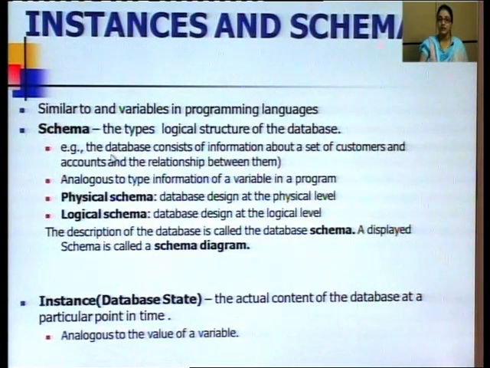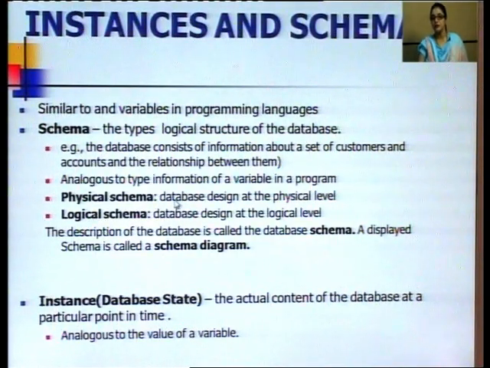For example, the database consists of information about a set of customers and accounts and the relationship between them. This is the definition of a schema. Analogous to the type information of a variable in a program. Like in a program, you use a variable which has different values at different times in the program. So a variable can store various values or information. These are similar to the schema. A schema can store at different instants of time different values.